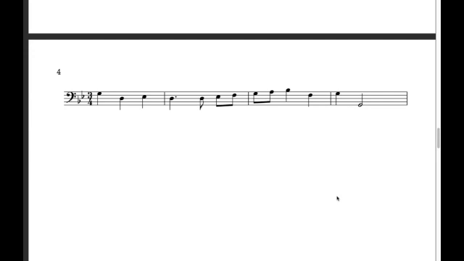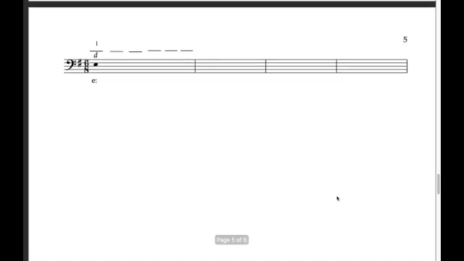Excellent. One more example. This one might be tricky. So we've just been doing transcriptions in simple meter. Let's do one in compound meter. Okay, we're in 6/8 time here, key of E minor.